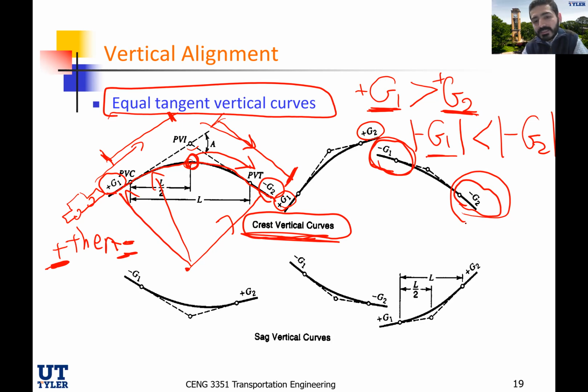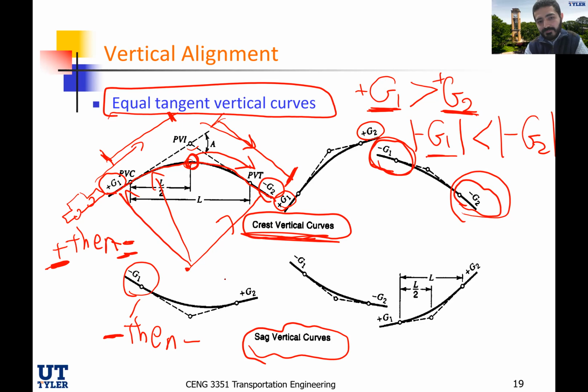The opposite to this is the sag vertical curve. A sag vertical curve is either a negative grade then a positive grade. So I'm going this way. That's a sag vertical curve. Or a steep negative, and then a less steep negative slope or grade.